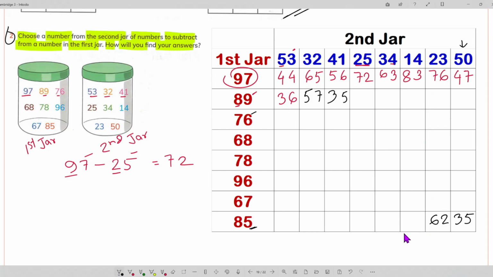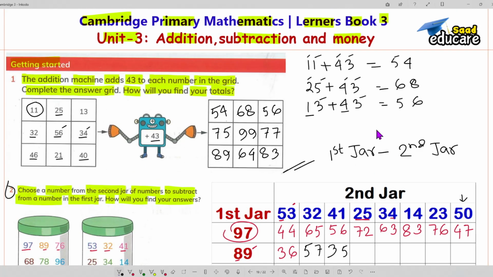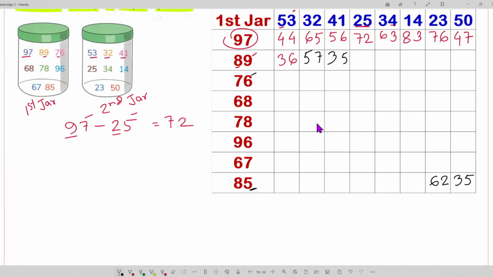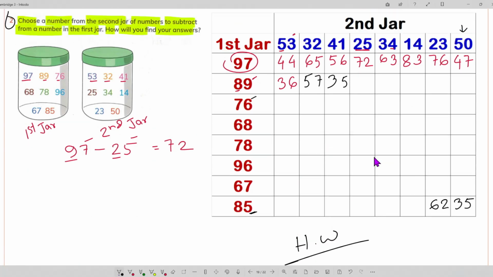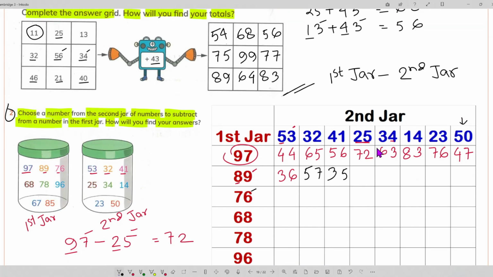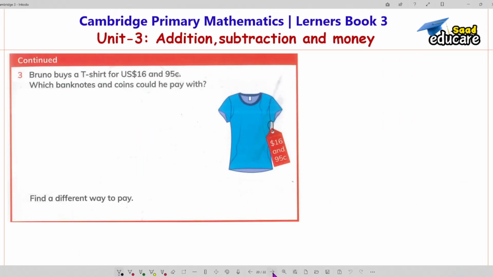Very impressive. If you fill all the grid, you will learn lots of things. I request all parents, please solve it with your child. Okay, so we can skip this one, it's your homework, you should fill this one in, or if any problem, please write a line in the comment section. So numbers 1 and 2 are done. Now we will start number 3.